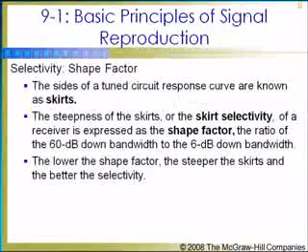The next one is shape factor. The sides of a tuned circuit response curve are known as skirts. The steepness of the skirts, or the skirt selectivity, of a receiver is expressed as the shape factor, the ratio of the 60 decibel down bandwidth to the 6 decibel down bandwidth. The lower the shape factor, the steeper the skirts and the better the selectivity.